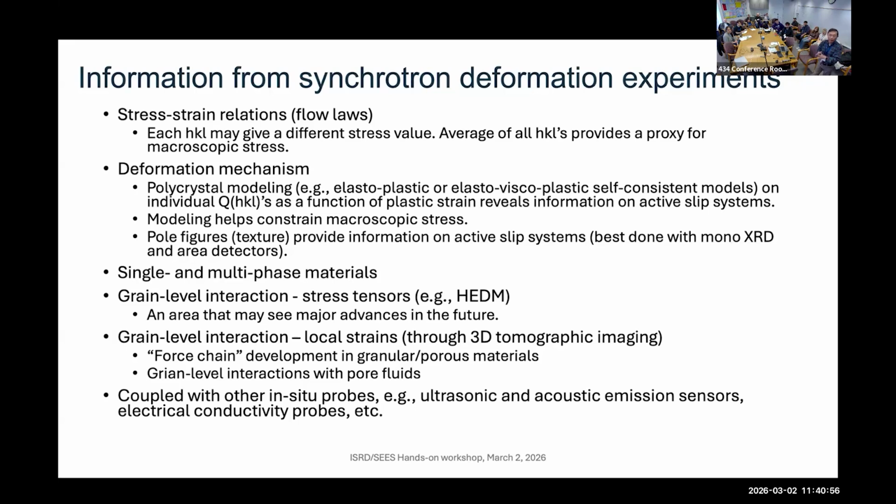So there are a lot of very interesting things that can happen during the deformation experiments. And with this technique, you can also couple, as Matt gave, different in situ probes, not only X-rays. You do ultrasound. We can also do acoustic emission and also electrical conductivity measurements at the same time. So there are just many different combinations of things that you can think of for your project.